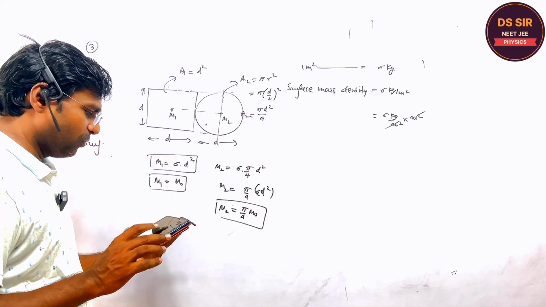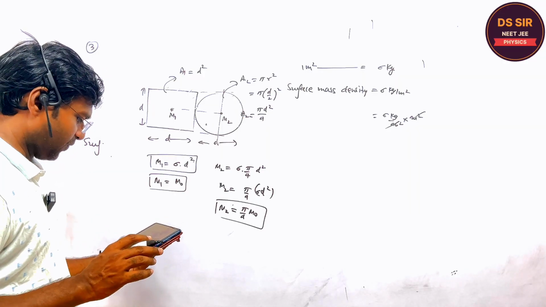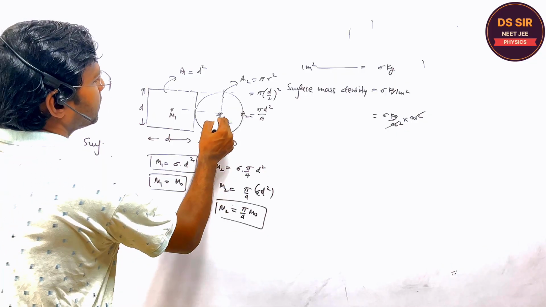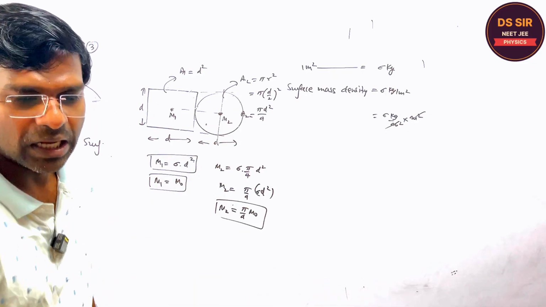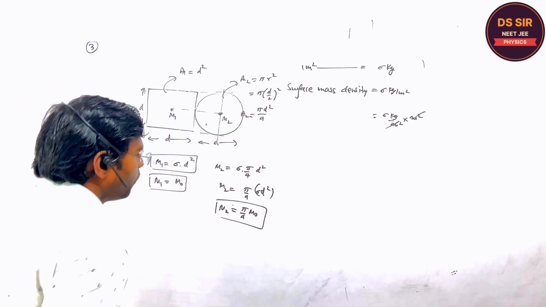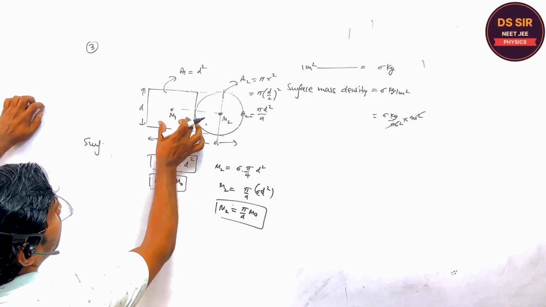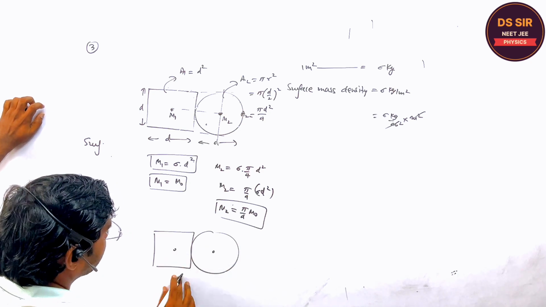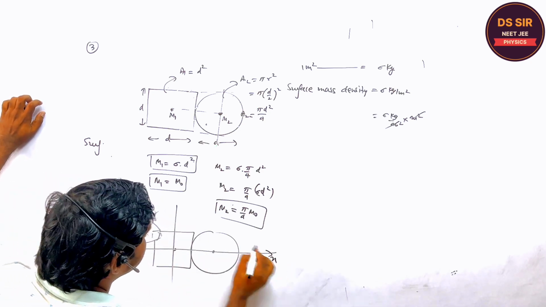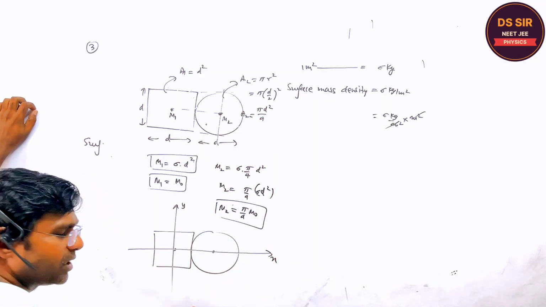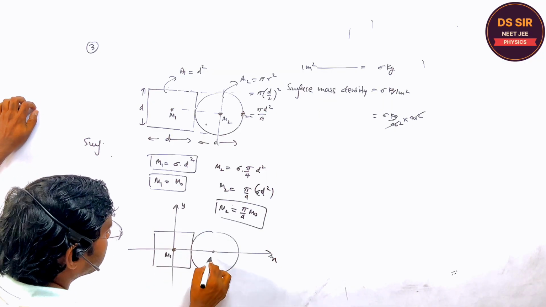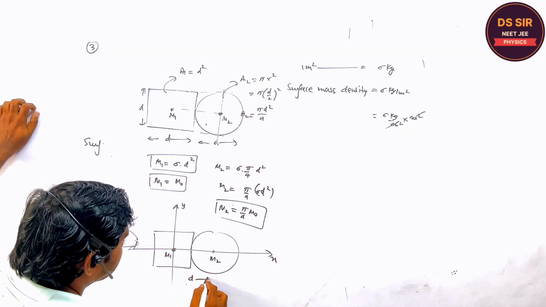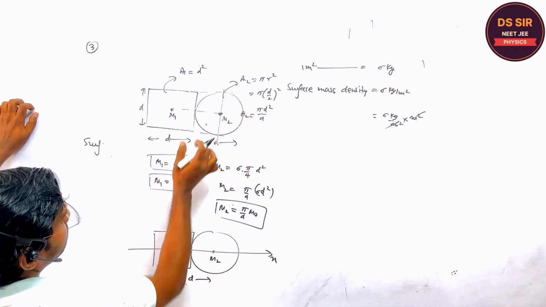Now they are asking for the center of mass of the combination of the two plates from the center of the disk. So what to do then? Listen, you can arrange this system of the disk and the square plate like this. This is x, this is y. This is m1, this is m2. What is the distance between them? It is d, because it is d by 2 plus d by 2. Are you getting?